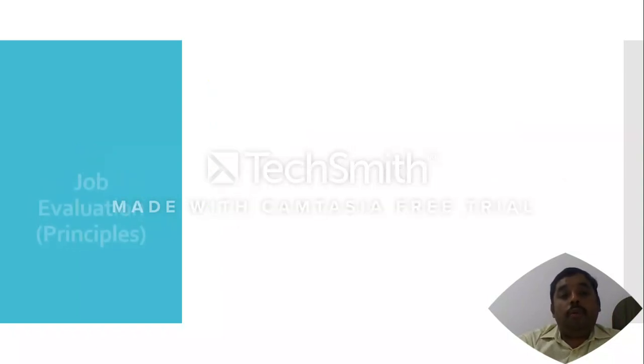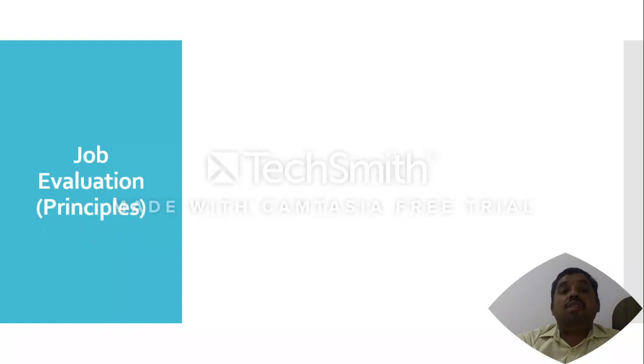The next concept is about job evaluation principles. The principles of job evaluation have been set and explained beautifully here. The concept of the principle says all about this.